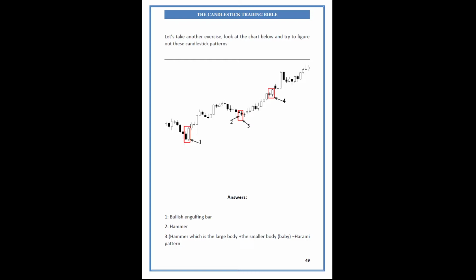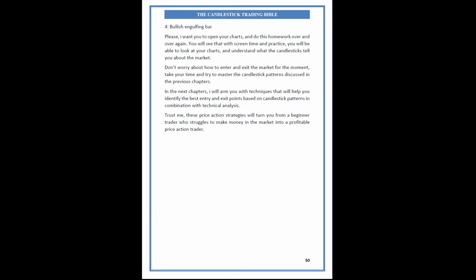Number 1 is a bullish engulfing bar. Number 2 is a hammer. Number 3, which is the larger body, is a hammer, and the larger body plus the smaller body equal a Harami pattern. And number 4 is a bearish engulfing bar.